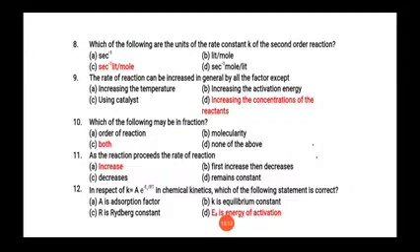Question number 9. Rate of reaction can be increased in general by all factors except. The four options are increasing the temperature, increasing the activation energy, using a catalyst, or D, increasing the concentration of reactants.